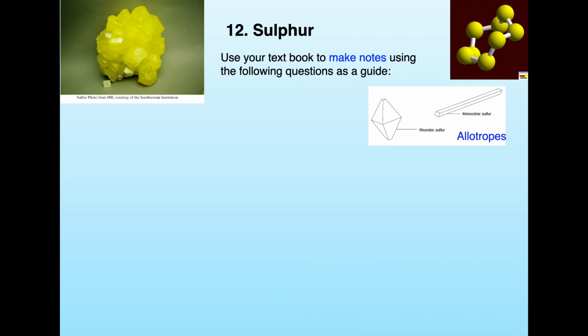Now, you need to do a little bit of investigation here. So I want you to look at your textbook and make notes about the following things. Okay, so extraction. Where do we get sulfur from and what part of the world?